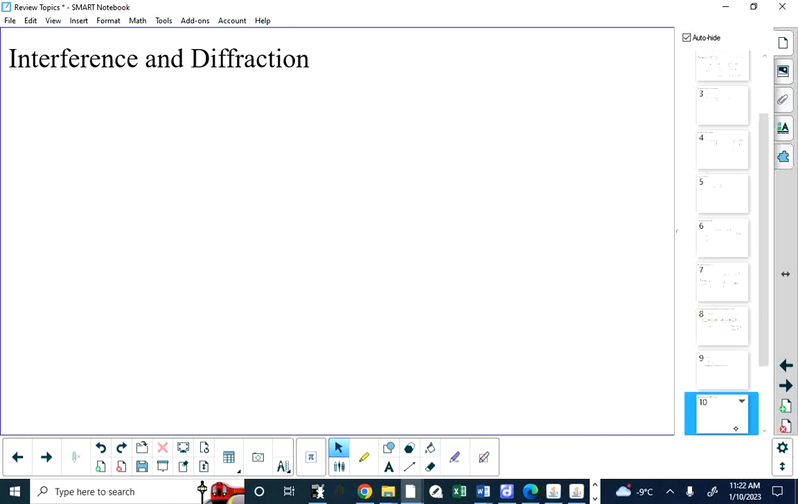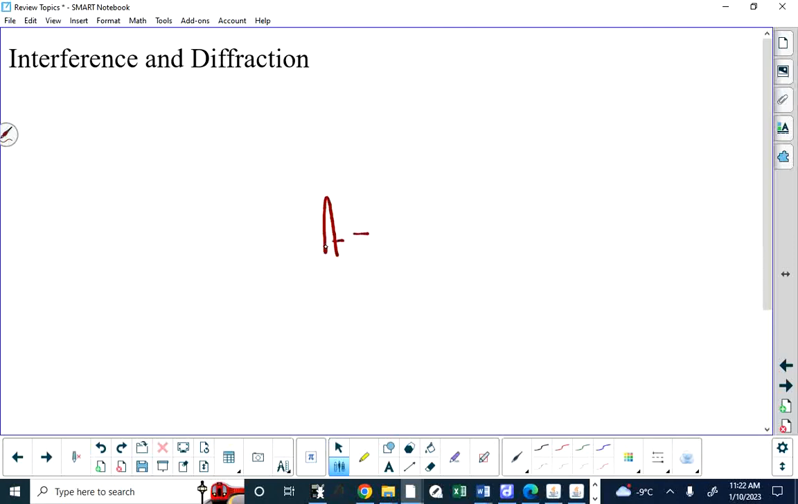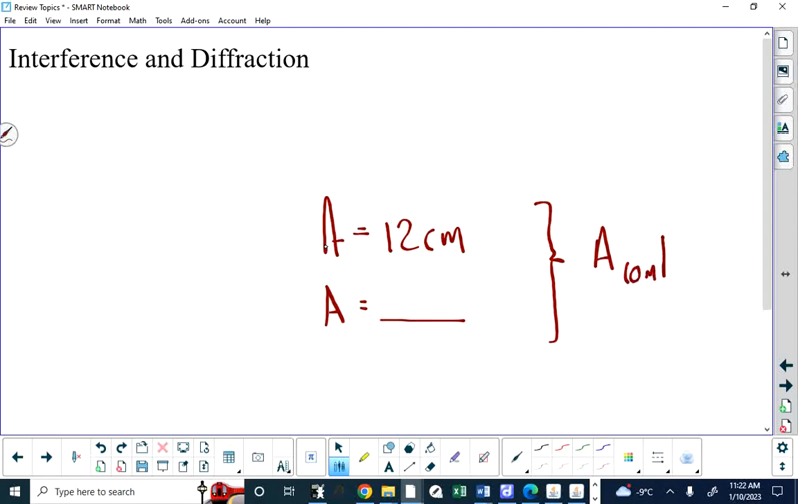So if I have one wave with an amplitude of 12 centimeters meeting another wave with an unknown amplitude, and the amplitude of the combined wave, this is a great exam question actually, is 20 centimeters, what can possibly be going on? Can constructive interference be what's happening here? What would the amplitude of the second wave be, Kai?